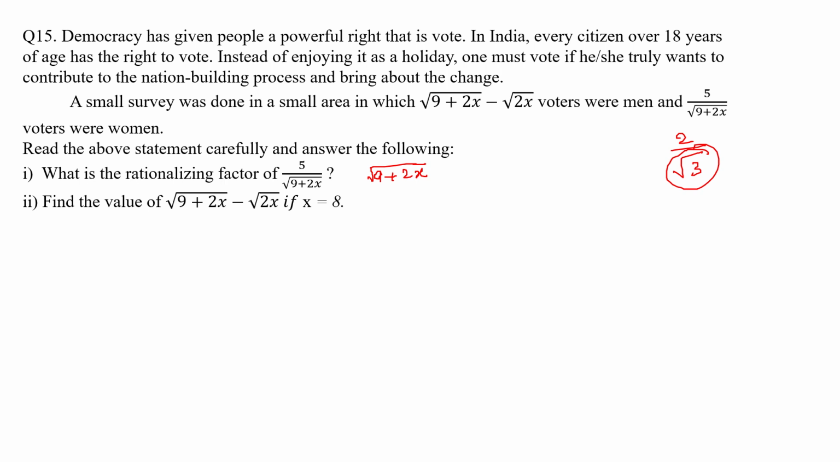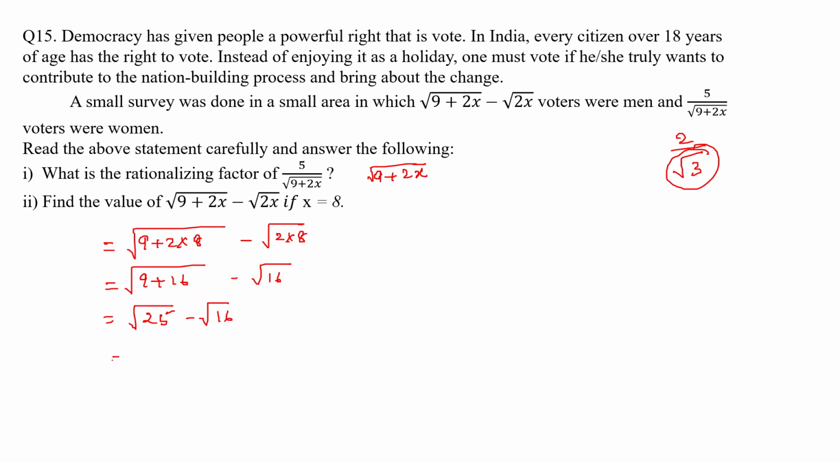Now question 2 is find the value of root of (9 plus 2x) minus root 2x if x equals 8. So substitute the value of x as 8. So root of (9 plus 2 into 8) minus root of (2 into 8). So 9 plus 16 minus root of 16. Root of (9 plus 16) is root of 25, root of 25 is 5. Root of 16 is 4. So 5 minus 4, 1. Now in this case study, both first and second will carry 1 mark.